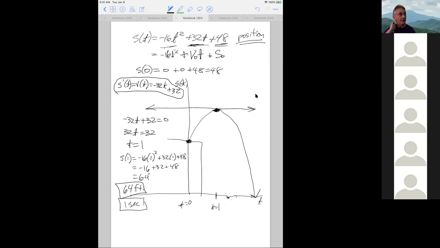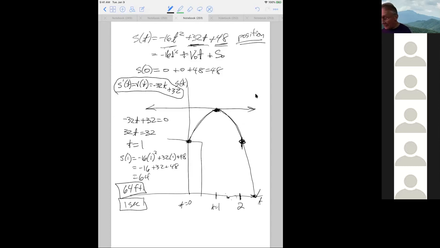Another piece that's coming, and we'll do this a little bit downstream too, but how long did it take to hit the ground? Okay. Notice this, that it's a parabola, therefore it's symmetrical. Therefore, this matches this. It took 1 second to get here. It's going to take another second to get here.